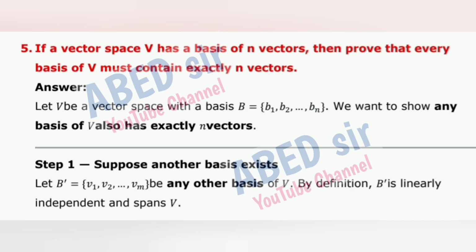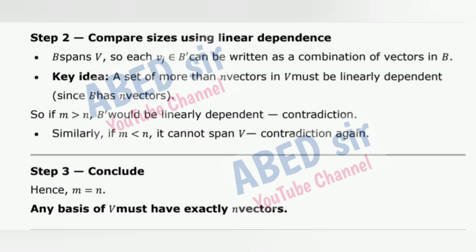Step 1. Suppose another basis exists. Let B' equal to v_1, v_2, ..., v_m be any other basis of V. By definition, B' is linearly independent and spans V. Step 2. Compare sizes using linear dependence. B spans V, so each v_j in B' can be written as a combination of vectors in B.